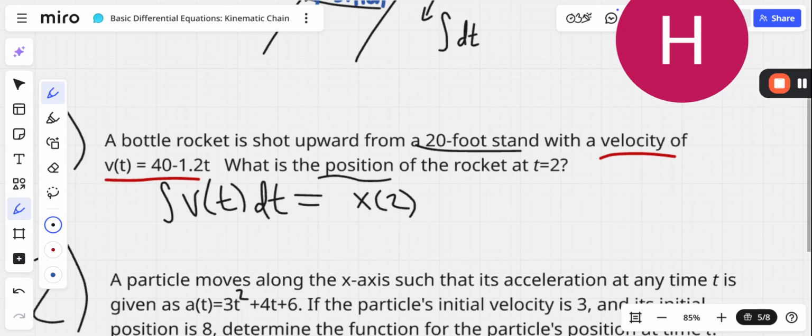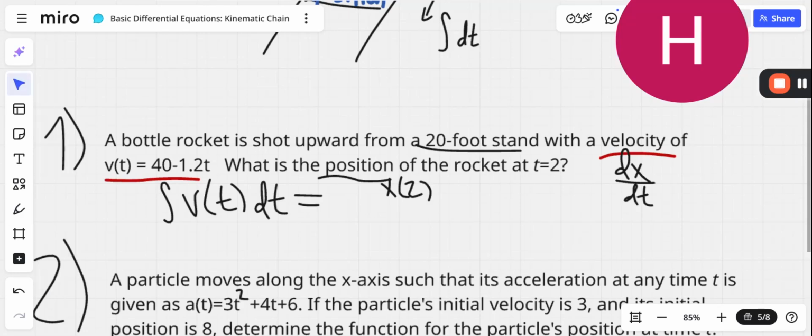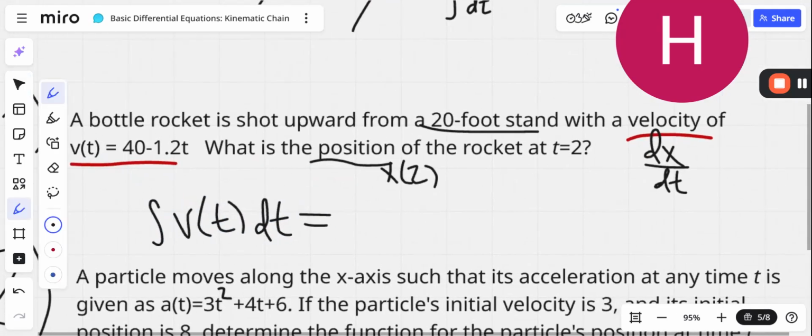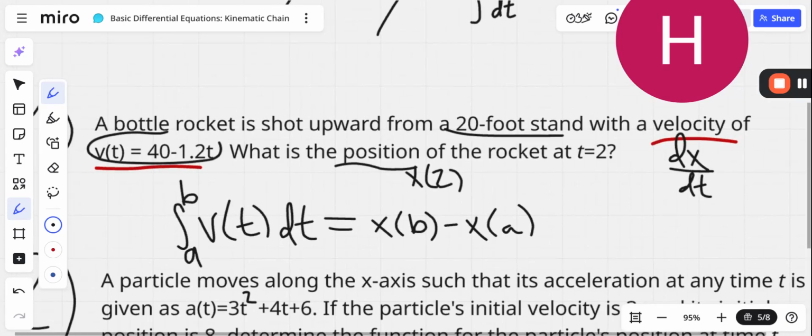Well, first we can realize that velocity is dx dt, so that when we take an integral of it, we are quite literally going to end up with the position, because dx dt times dt turns into dx. So here we have x of b minus x of a. That's with an integral from a to b. What is our integral expression going to be, our integrand? It's going to be just the velocity expression.